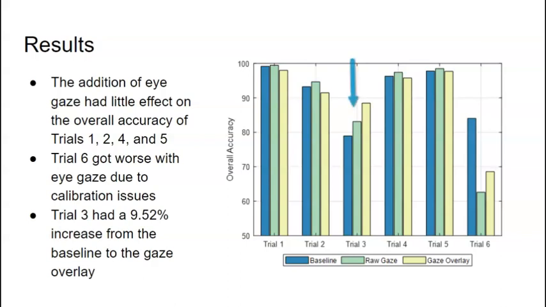For trial 3, however, the overall accuracy improved from 78.95% for the baseline to 88.47% with the eye gaze overlay approach, for an overall improvement of 9.52%.